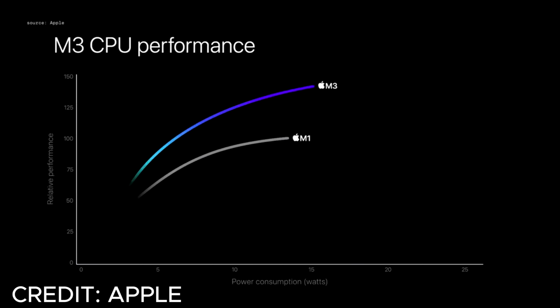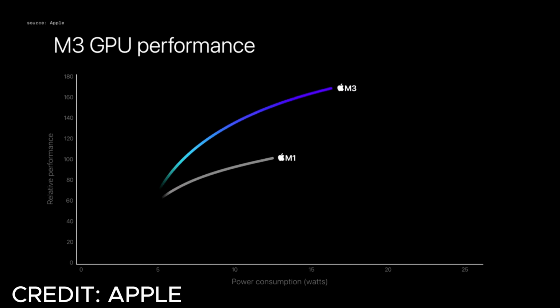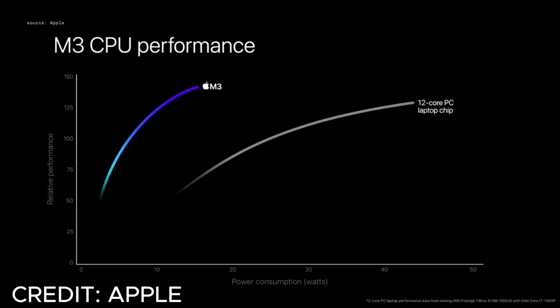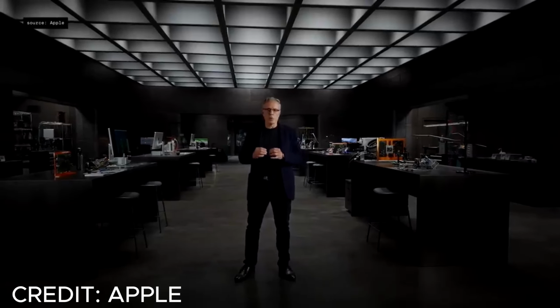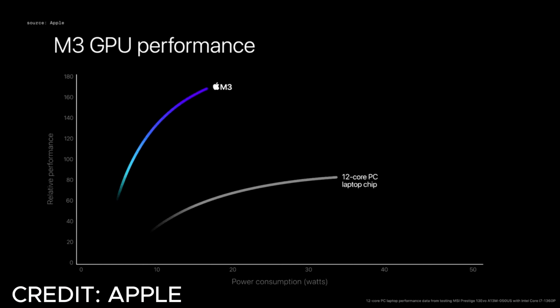This architecture is able to deliver the same multi-threaded CPU performance as M1 with just half the power, and the GPU is able to deliver the same performance as the M1 using nearly half the power as well. Now, when we compare it against the latest 12-core PC laptop chip, it delivers the same CPU performance using just 1/4 of the power. And when we compare it to the GPU performance of that chip, it delivers the same performance using just 1/5 of the power.